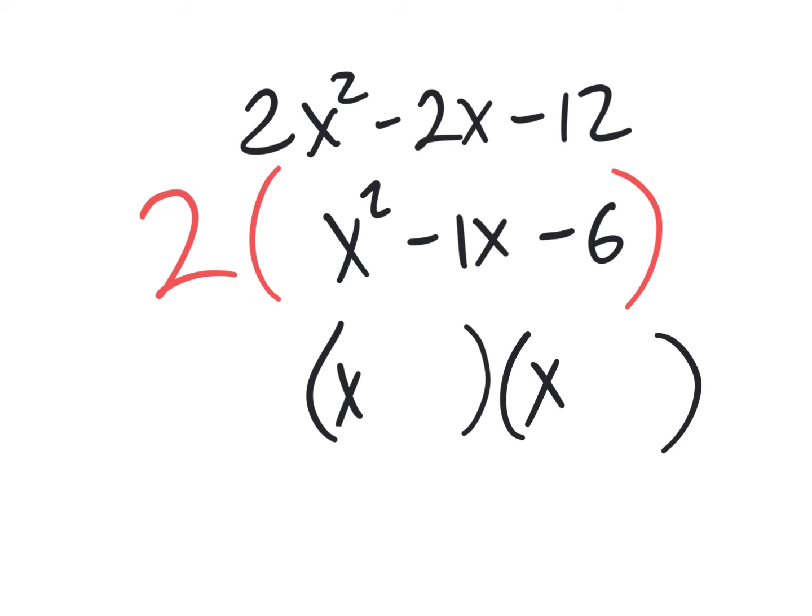So let's think, what times what is our c value, negative 6? Let me make a list. Negative 1 times 6, negative 2 times 3, and that's it. Those are the only two ways of getting negative 6 besides changing signs.